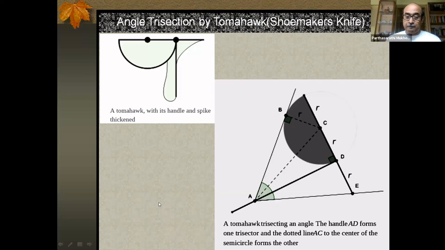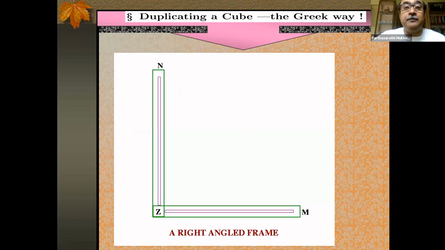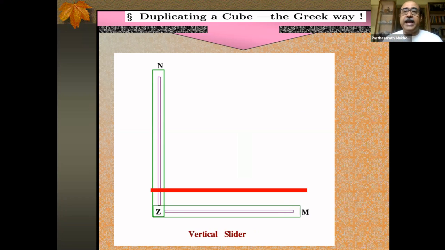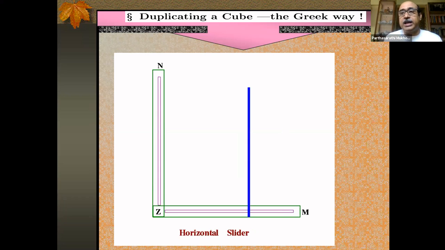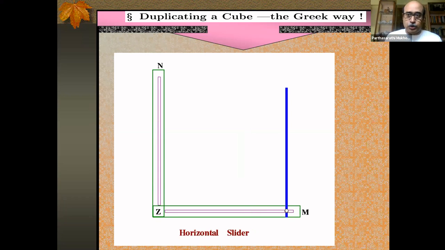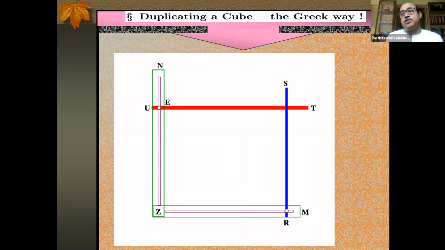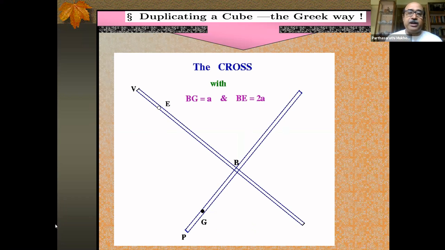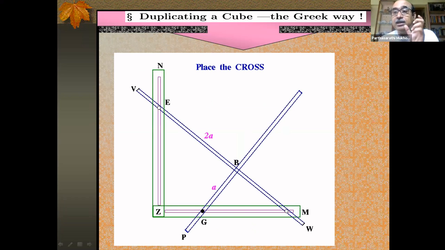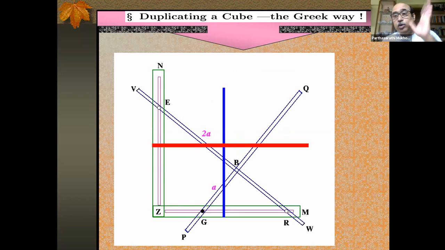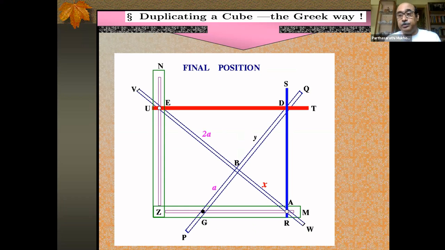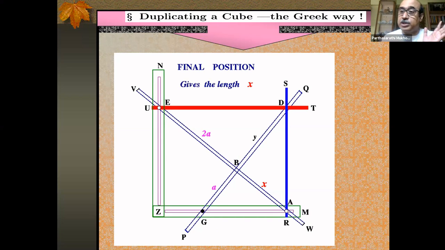This is a beautiful method again. Now use another machine by Archimedes to duplicate the cube. As I told you, duplicating the cube, the challenge was to construct the cube root: x cubed equals 2, then you have to construct the cube root. So instead of 2, if I start with some arbitrary length a, the length of the original cube's side, its volume is a cubed. I want the volume to be twice a cubed. So I want such an x for which x cubed is equal to twice a cubed. That's my mathematical formulation.